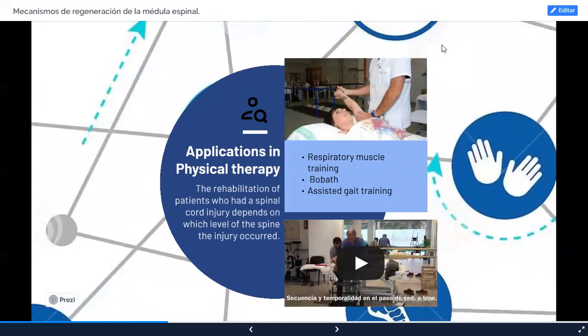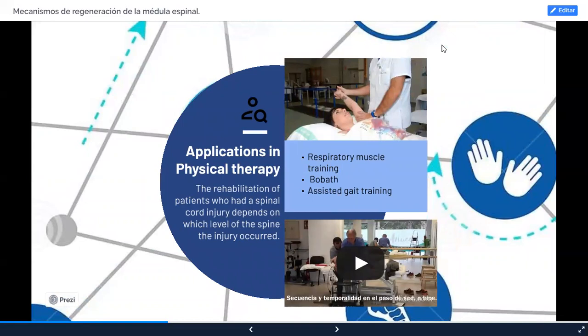Application in physical therapy. The rehabilitation of patients who had a spinal cord injury depends on which level the injury occurred. Also, the therapy depends on whether it was a complete or incomplete spinal cord injury. In case of an incomplete spinal cord injury, 25% do not become independent ambulators. The therapy differs according to where the lesion happens, cervical, thoracic, or lumbar. The rehabilitation of SCI is a multidisciplinary approach.